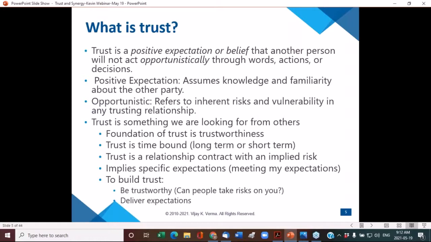To build trust, as I said, you should be trustworthy. And the question you should ask yourself is whether you're trustworthy or not: can people take risk on you? If they are taking risk on you, can they do that? That means you are trustworthy. And are you delivering the expectations on an ongoing basis? I think these are very important. About the expectations, the more times and the more consistently you are able to deliver expectations, the higher the trust becomes. I think that's very important to think about.